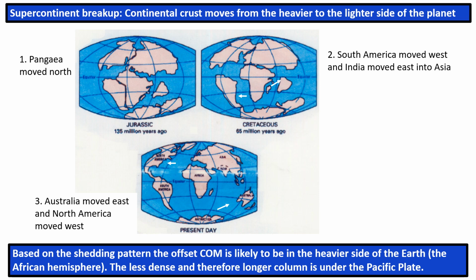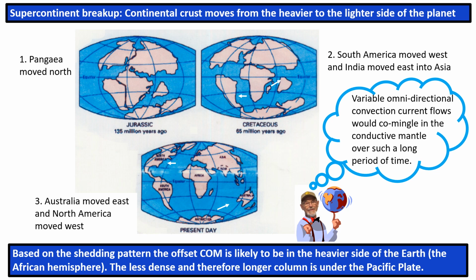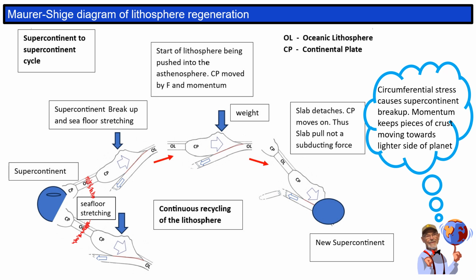Does it support the slab pull model, the convection currents, the convection cells of Hess, for example? Could they support this kind of movement? And Bob says no. If you have convection currents, they're moving in all directions chaotically, and the heat between the different convection cells would commingle in the mantle over such a long period of time, and you wouldn't have that sustained movement of the continents. So that's Bob's theory in a nutshell.